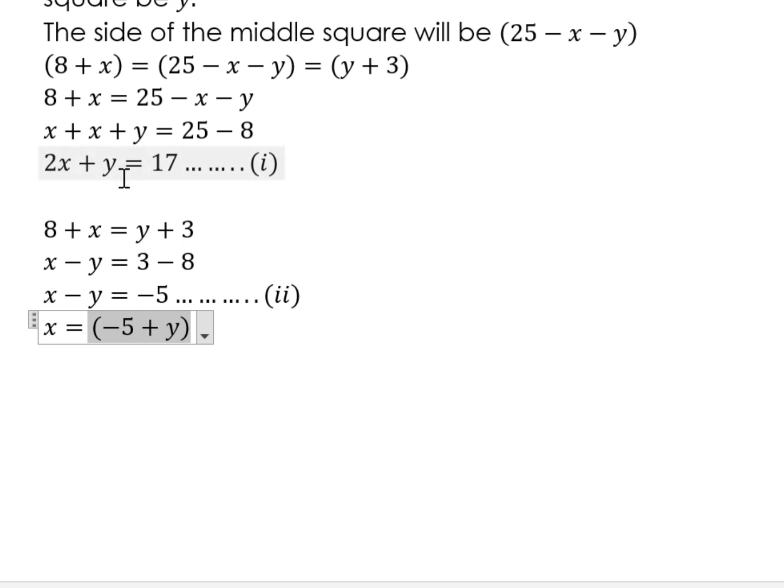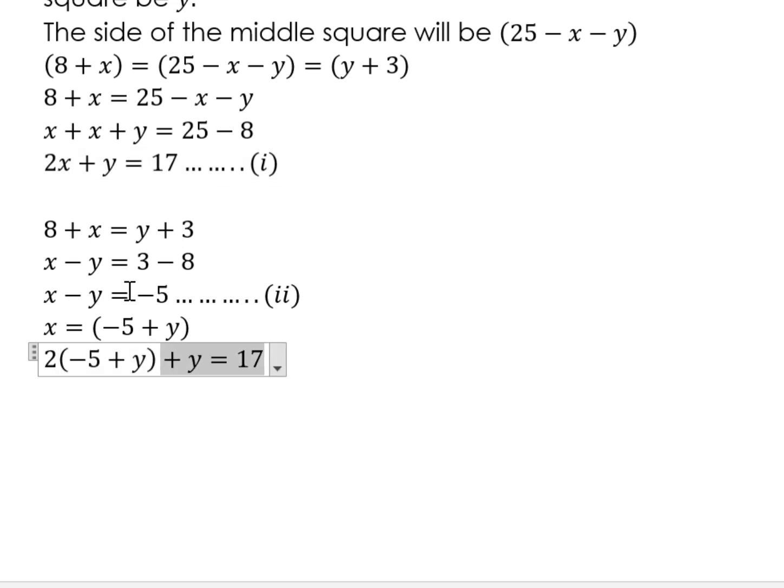So if we take this 2x plus y being equal to 17, we shall have 2, then instead of this x, we write this expression for x, because we have got x to be equal to this. So we shall have 2 into negative 5 plus y is equal to this 17. If we open the brackets, we shall have negative 10, then this times this gives us plus 2y.